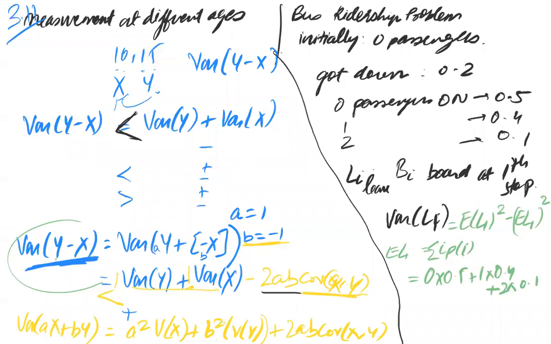Okay, and EL1 will be equal to E of board 1. So the number of people getting on the bus is the same as the number of people leaving the bus. And EL1 squared would also be equal to EB1 squared, which would just be the summation of I squared P of I. This is E of L1 squared. Okay, then you can find the values of variance of Li.